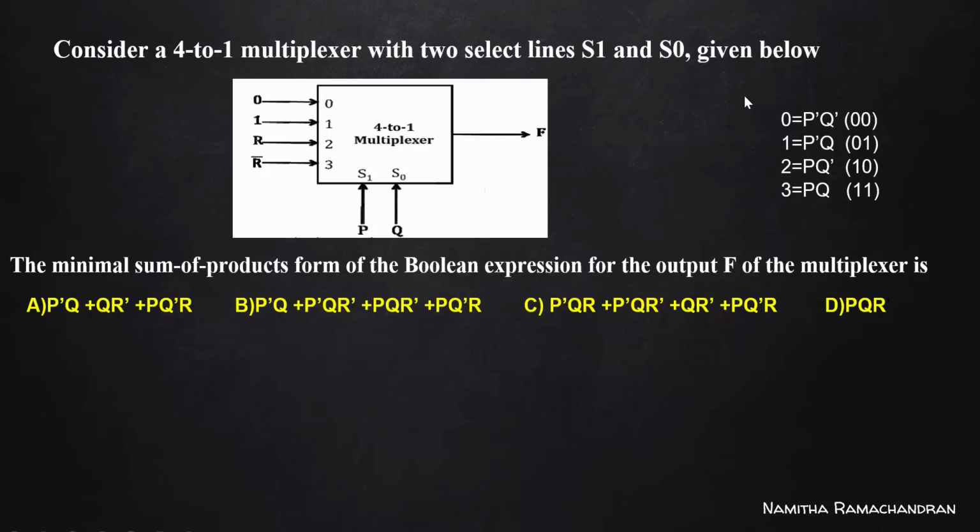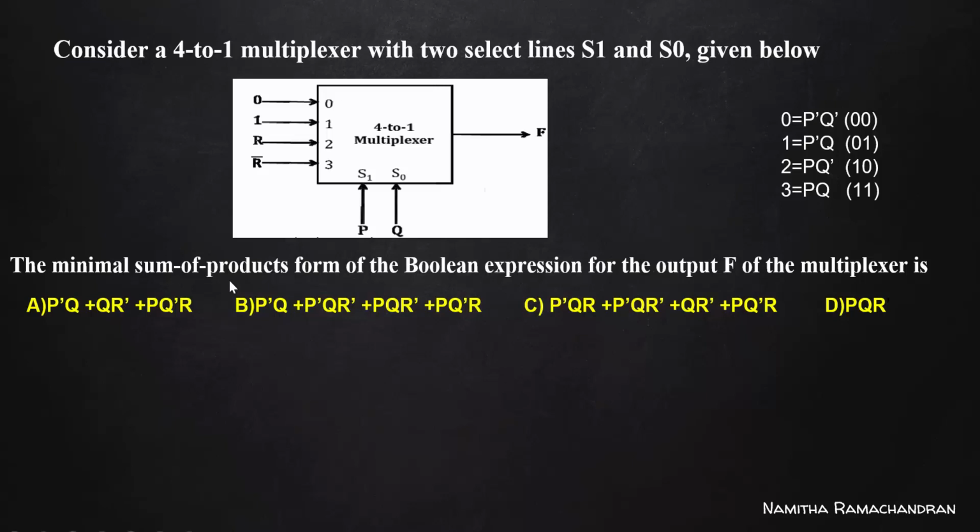Okay, so these are the different possible combinations for our selection lines. 0, 0 can be represented using the P and Q variables like P dash Q dash. 1 is represented as P dash Q. 2 is represented as P Q dash. 3 is represented as P Q.